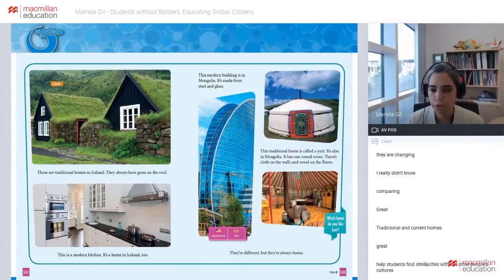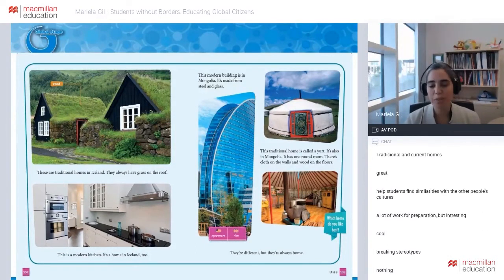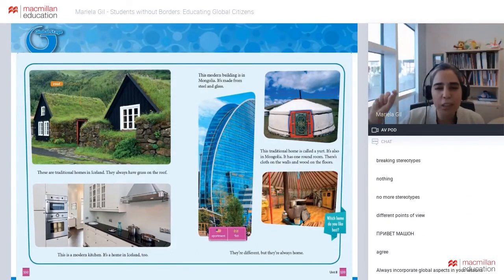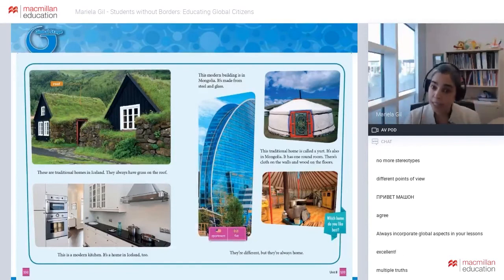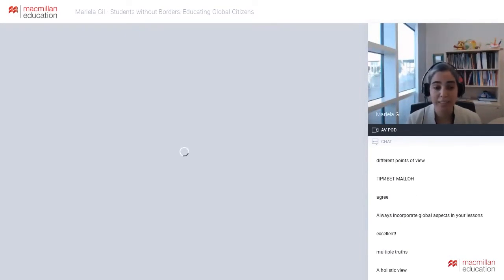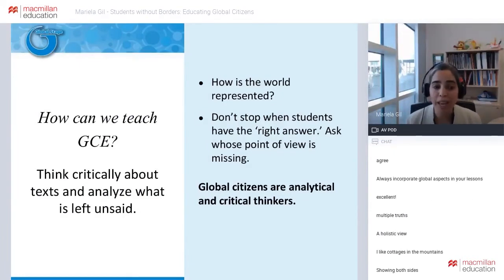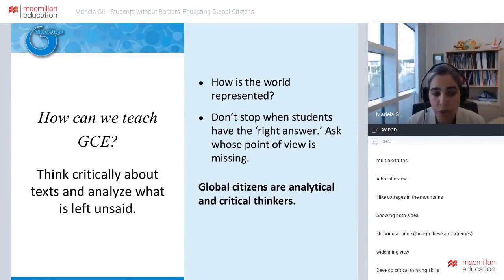What changed? Multiple stories, right? We're exposing them. We're breaking stereotypes. What changed is we're not saying only look at the thing that's different. Look at the thing that connects us as well. So we're incorporating how the world is represented in different ways. So how do we do this, and how do we bring global citizenship into our classroom?